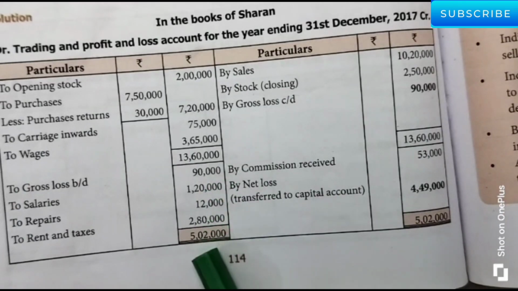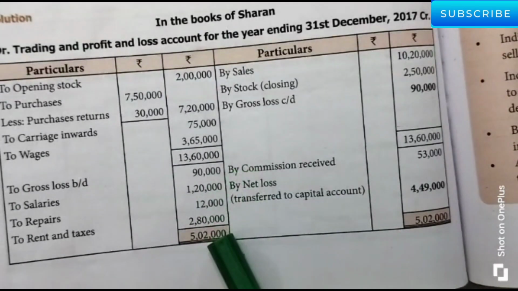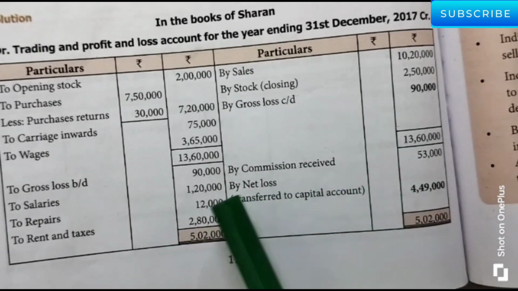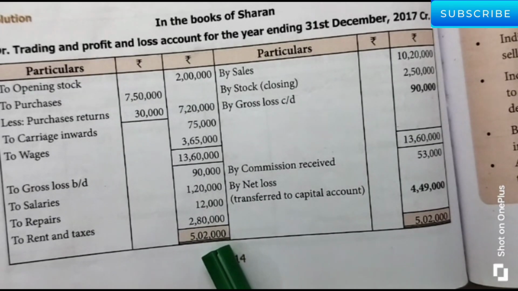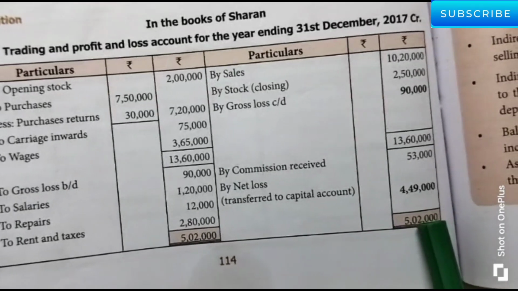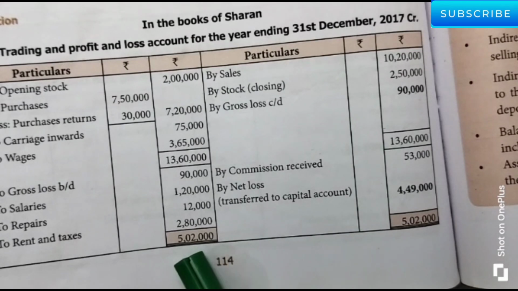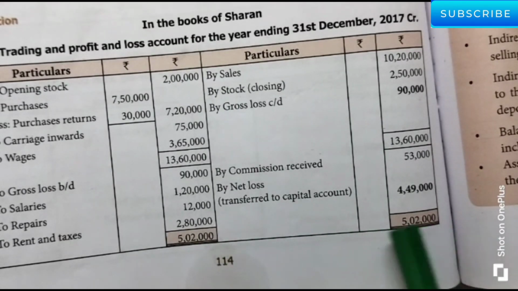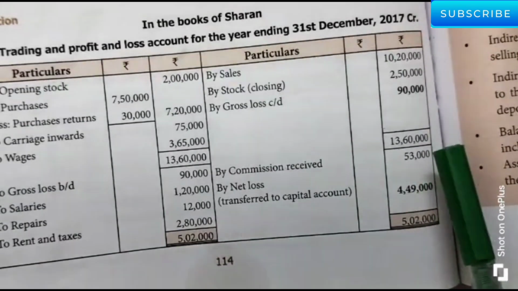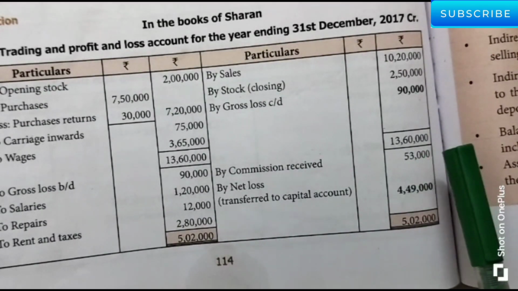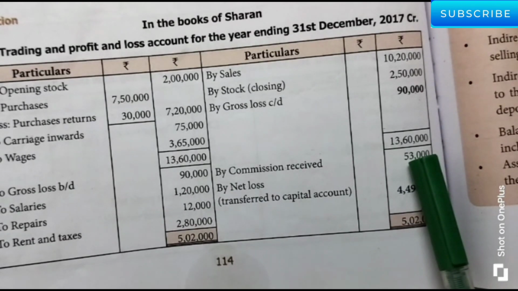Now we are going to find the total. For that, which side has the higher values? Of course, the debit side has the higher values than the credit side. After adding all these amounts, we will get 5,02,000 rupees. This is the total. We have to enter the total on both the debit and credit side on the same horizontal line. So 5,02,000 rupees we entered on both sides. Then which side has the lesser value? Credit side has the lesser value. How much rupees? 53,000.